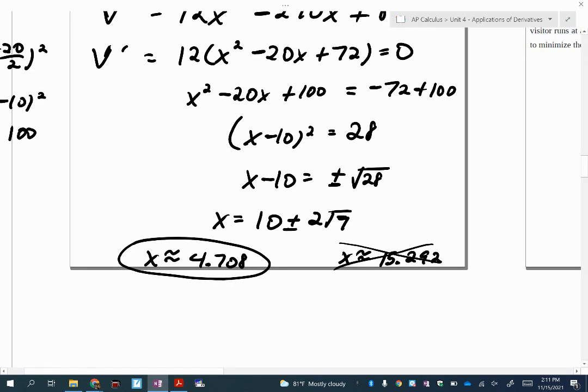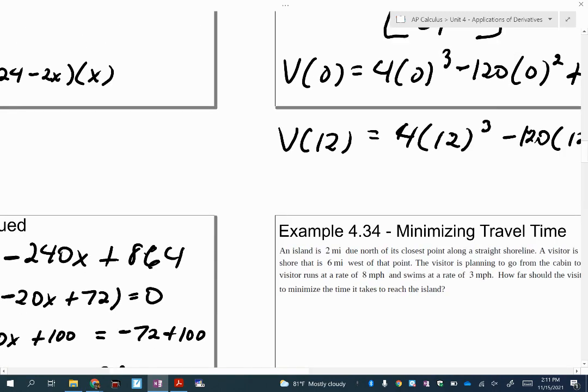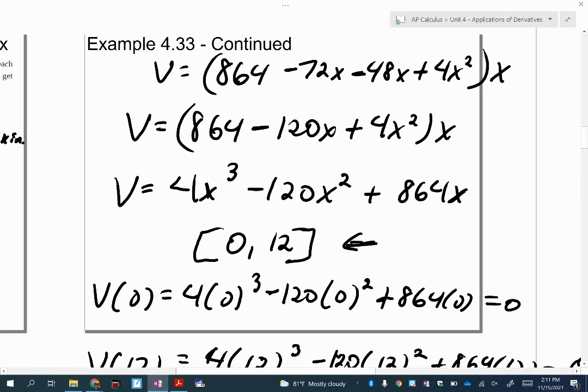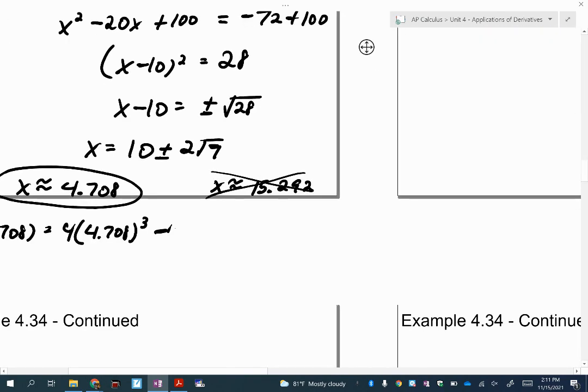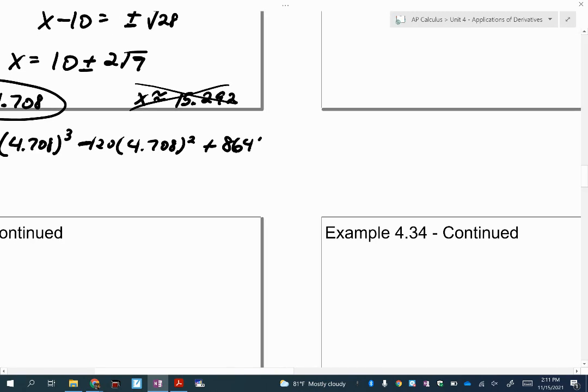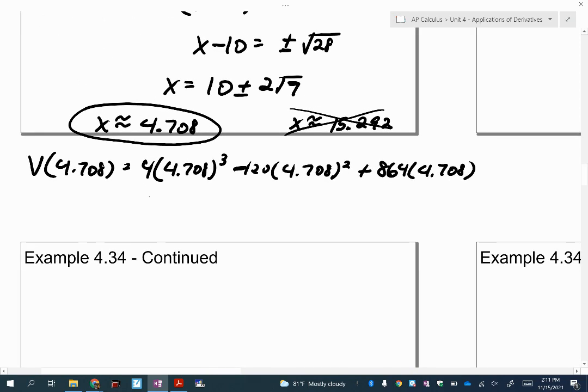So I'm going to plug in my value. All right, so 4.708. So that's going to be, I think it was 4x cubed. Yep, 4x cubed. So 4 times 4.708 cubed minus 120 times 4.708 squared. I think it was plus 864x. Yes, plus 864 times 4.708. All right, so whatever that is will give me my maximum volume.